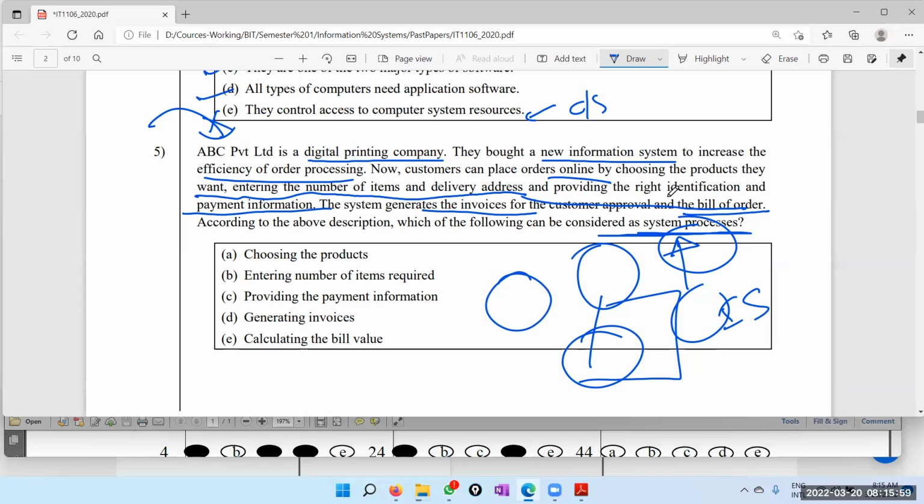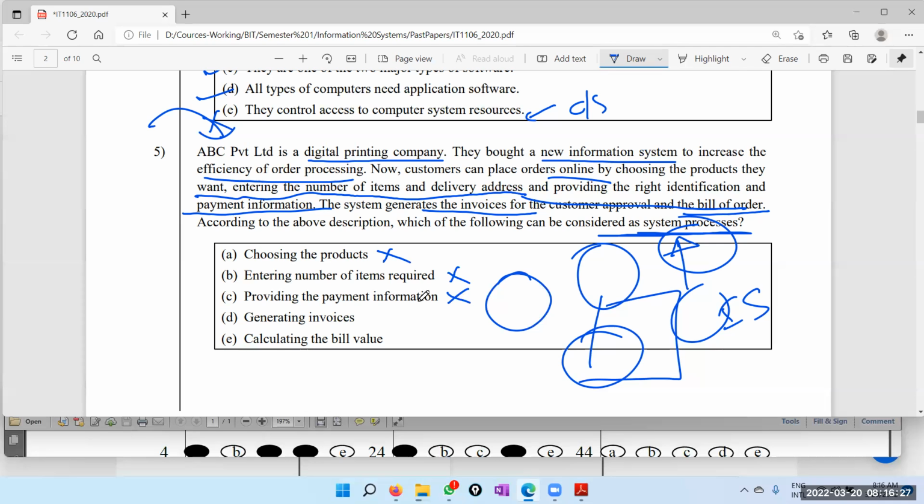Now let's see. Choosing the product: is it processing? No. Is it something the user has to do? So it's not a process by the system. Entering the number of items required: it's not a process by the system. Providing the payment information: it is not processing, it's a user activity.